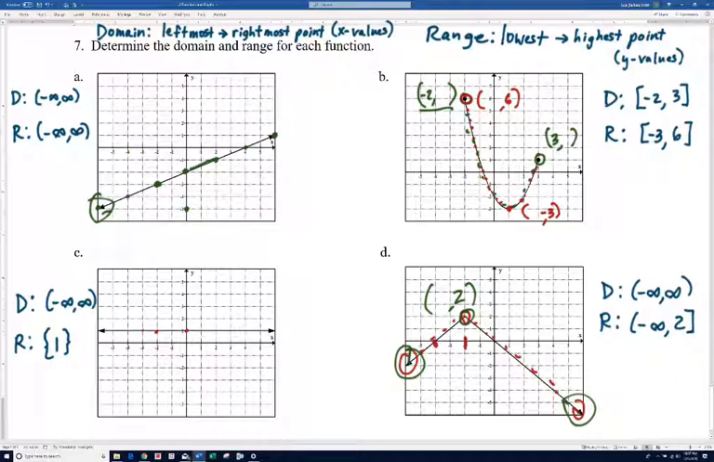So what we're saying is there is no smallest y value if you look at all the points on this graph, but your highest y value is going to be 2 at your highest point on the graph.